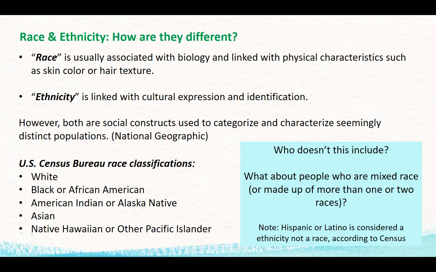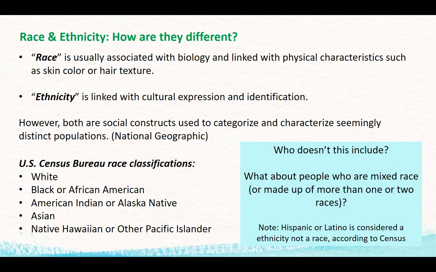The U.S. Census Bureau has a listing of the race classifications as being white, black, or African American. So those are used as the same group. American Indian or Alaska Native, those are the same group. Asian, and then Native Hawaiian or other Pacific Islander. So those are the different groups that we have.